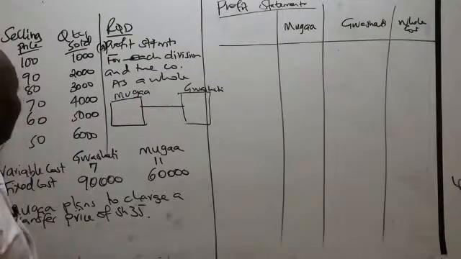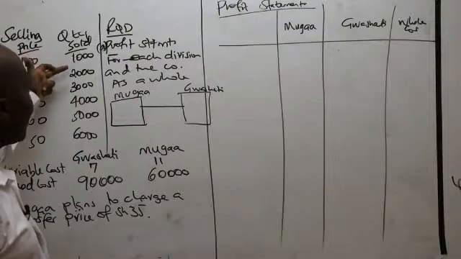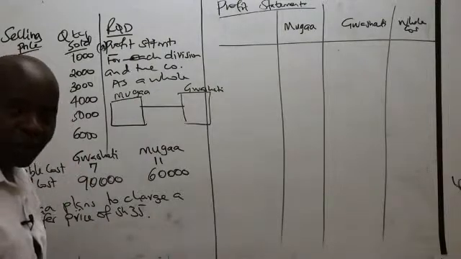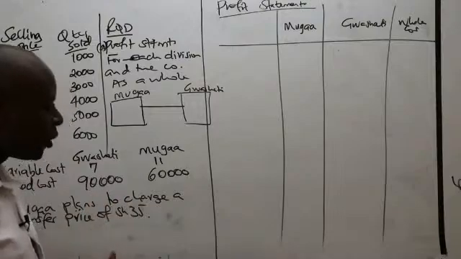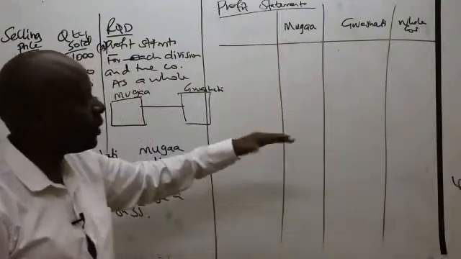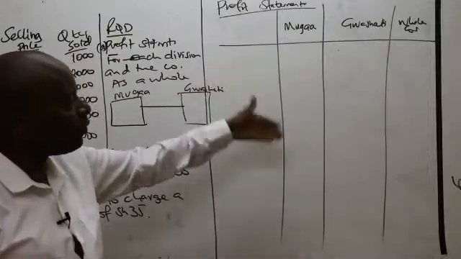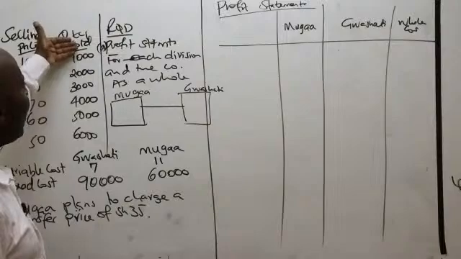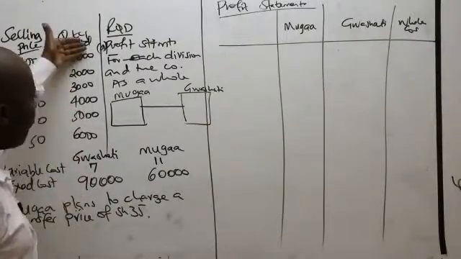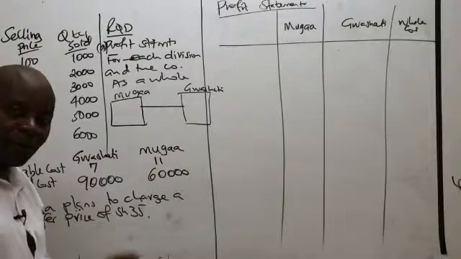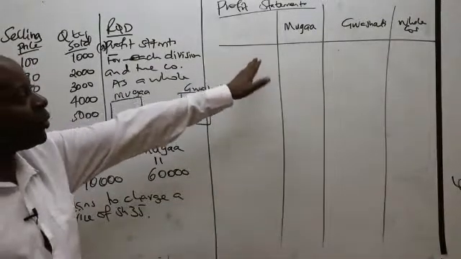Now, if you look at this particular question, there are various quantities here that will have to be produced and then sold. If you organize your table like this, the general format that you normally use, at the end of the day, you will get lost. Why? Because here we happen to be having various quantities.